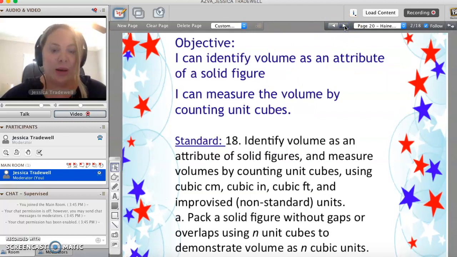So our objectives today are I can statements. I can identify volume as an attribute of a solid figure. And I can measure the volume by counting the unit cubes.